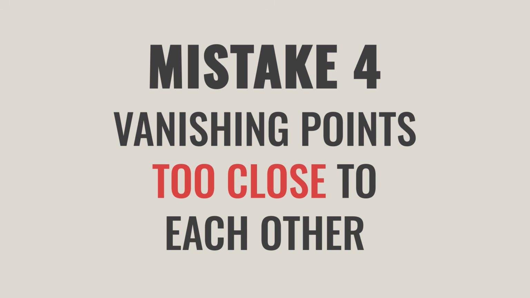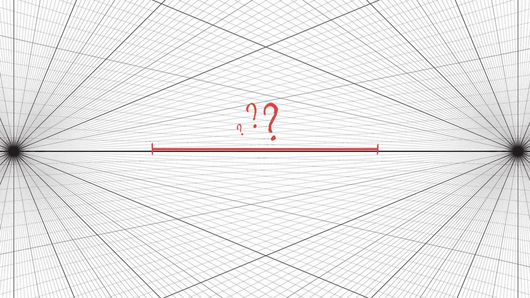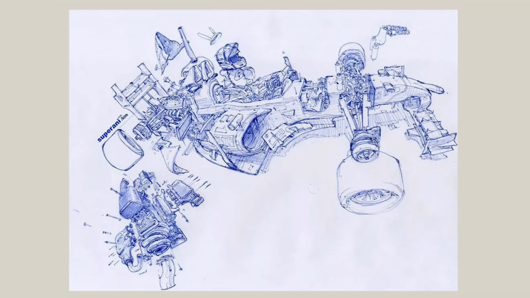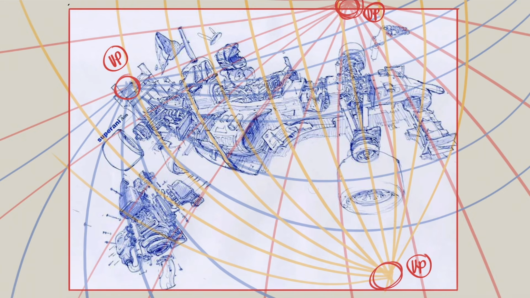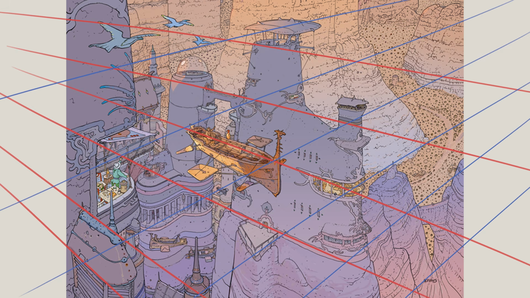Mistake number 4, placing vanishing points too close to each other. So we know we should use vanishing points, but how far should these vanishing points be from each other? Far away or close to each other? If we look at this drawing by Jung Gi, we see the vanishing points are really close to each other. 2 of them are on the page and 1 is just off the edge. So does this mean we have to place our vanishing points within the frame of the border? Not necessarily. For example, Mobius rarely puts a vanishing point in his drawings.